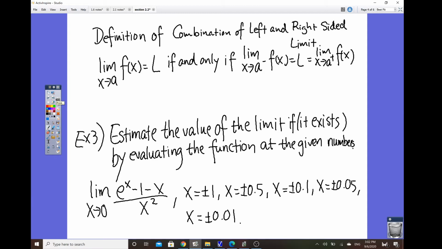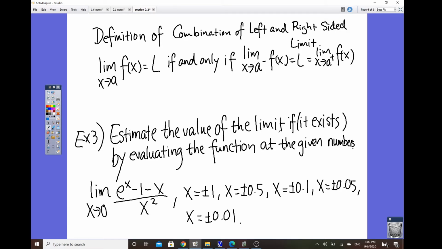As I mentioned before, the definition of the limit involves the left and the right side limits. In order for the limit at x equals a to exist, the only requirement is that the limit as x goes to a from the left is the same as the limit as x goes to a from the right. Once both side limits are the same, that means the limit at x equals a exists.